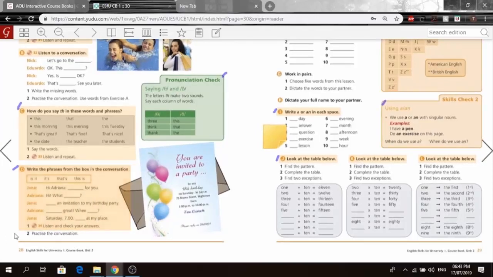So now let's listen to what I have to say. I'm going to read the script again and check your answers. Jane, hi Adriana, this is for you. Adriana, hi, what is it? Jane, it's an invitation to my birthday party. Adriana, that's great. When is it? Jane, Saturday, 7 o'clock. It's at my place.